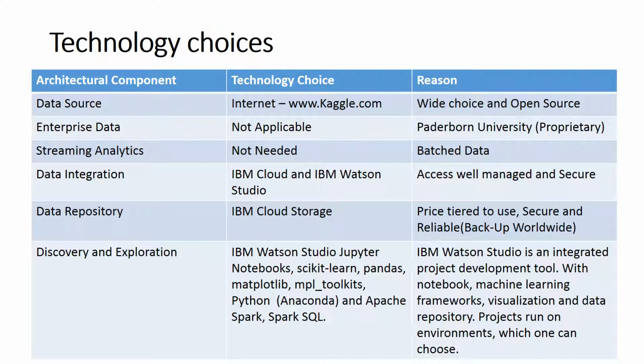I tabulate here the technology choices in line with the architectural documents recommended by IBM, where in the components of data source, enterprise data, streaming analytics, data integration, data repository, discovery and exploration, I documented the choices made and the reasons for those choices.